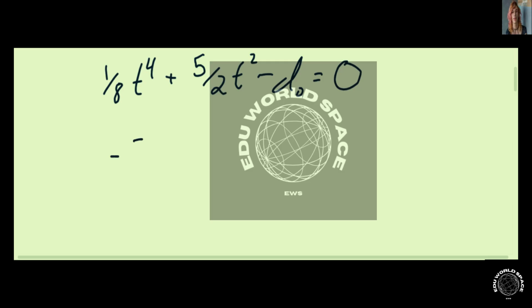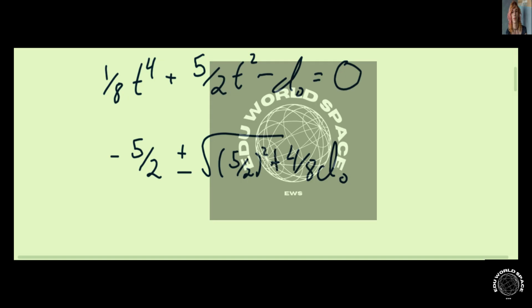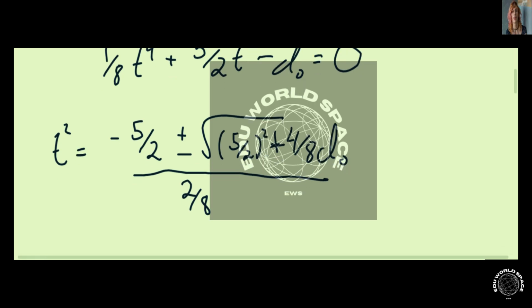I'm going to use the quadratic formula since I think that's the most expedient for this problem. So we'll have minus 5/2 for b plus or minus the square root of b squared minus 4a, where a is 1/8, c is negative d naught. So that's just d naught, and we'll take that negative out here to make this a positive. That's all over 2/8. And t squared is equal to this.